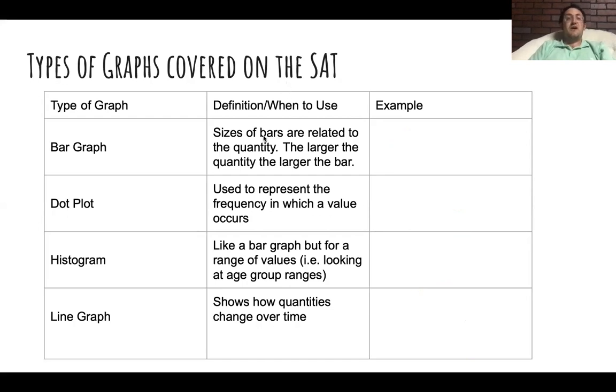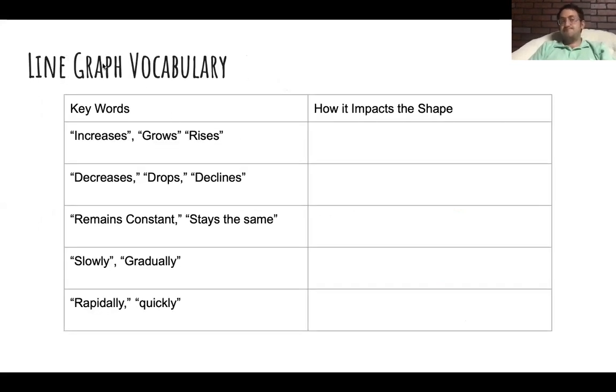Particularly with line graphs, we have some keywords that can tell us. So if you see these keywords, you can expect the graphs to look a certain way. So if we see increases, grows, or rise, we are talking about a positive slope. And if we have decreases or declines, we're doing a negative slope in that case.